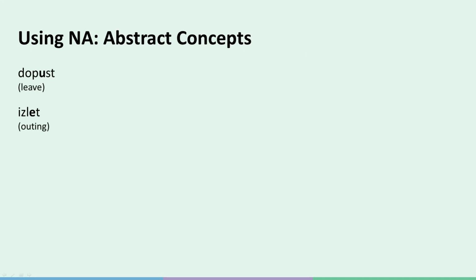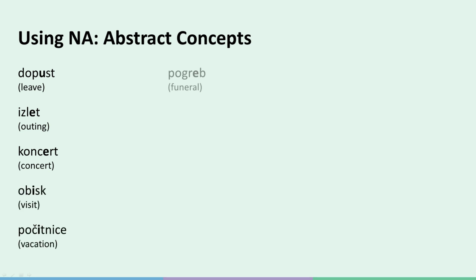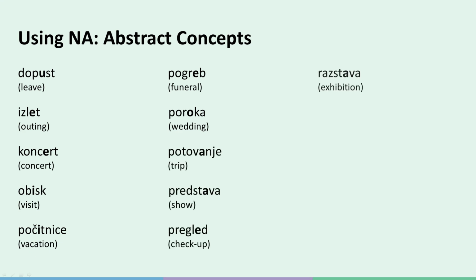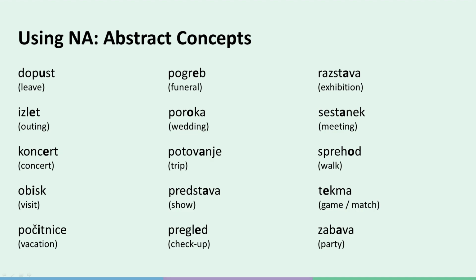Dopust, izlet, koncert, obisk, počitnice, pogreb, poroka, potovanje, predstava, pregled, razstava, sestanek, sprehod, tekma, zabava. What did the following words have in common? They all denote concepts. You can't really touch a wedding, and you can't really touch a basketball game.